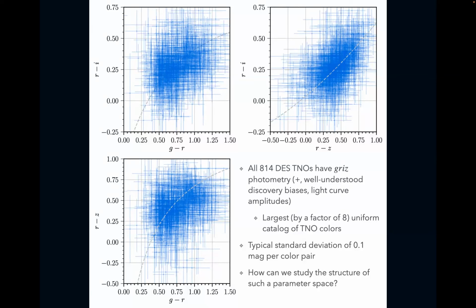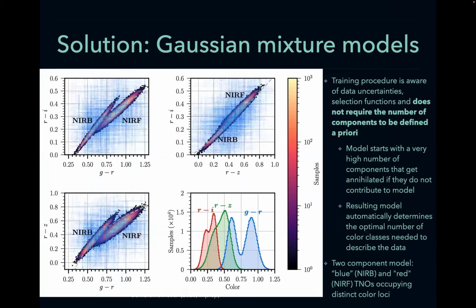So how can we study the structure of this parameter space? The solution that we came up with was using Gaussian mixture models. Gaussian mixtures have been well studied in the literature.